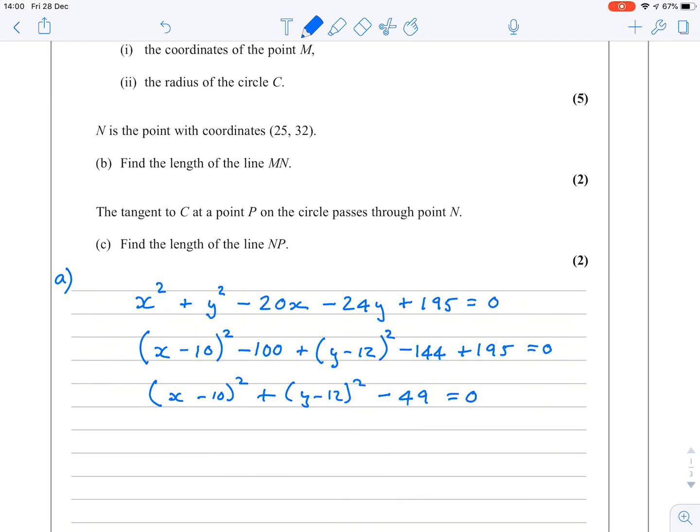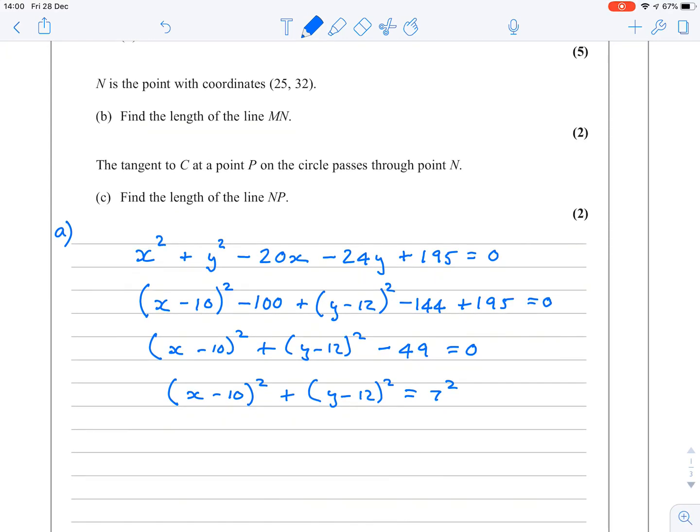And now we take the minus 49 the other side. And instead of writing plus 49, I'll write 7 squared. And so the centre of this circle, M, is the point (10, 12). And the radius is equal to 7. And that completes part A.